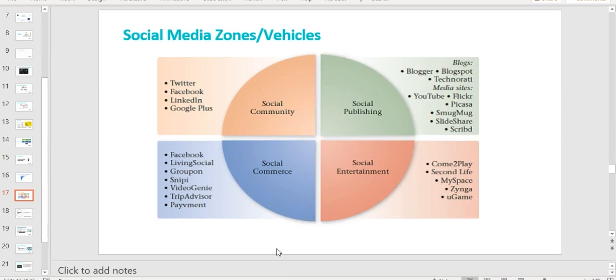But this is not necessarily the right approach, because if you want to have good and effective social media campaigns and be effective in your social media tactics and strategies, you have to understand what your goals are, and also you have to understand the nature of these platforms. So on the board, you can see that we divide these social media channels into these 4 broad categories. We have social community, social publishing, social commerce, and social entertainment.